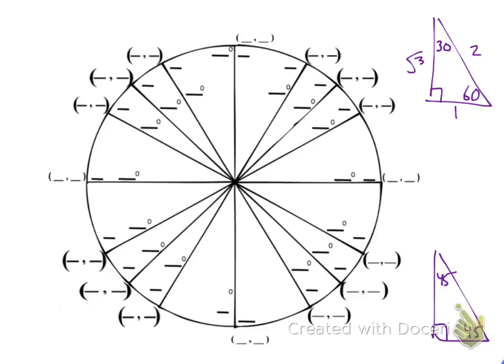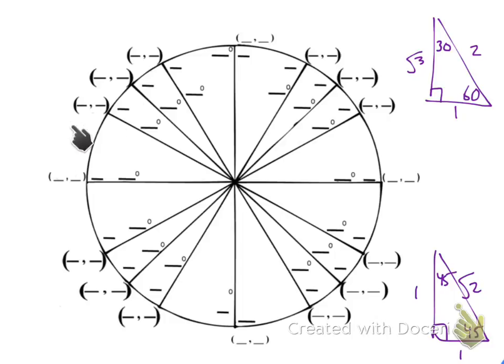Going to the 45, 45, it's 1, 1, square root of 2. Here's the problem. Not the problem, here's the situation. If I asked you what's the sine of 30, you could use those triangles, and you would say it's opposite over hypotenuse, which is 1 over 2. If I asked you the cosine of 60, you would say, oh, that's 1 over 2. If I asked you the tangent of 60, you'd say square root of 3 over 1. Very easily done, yes?